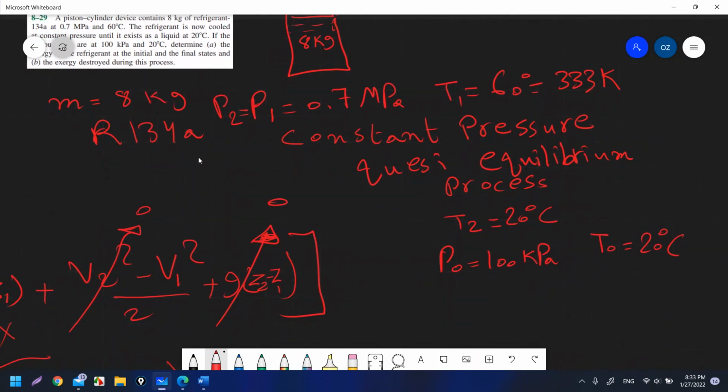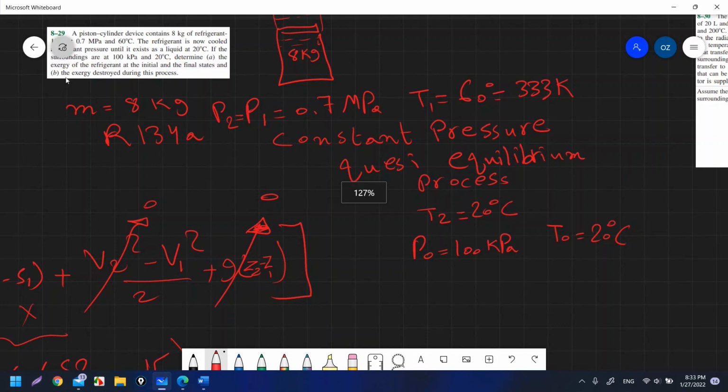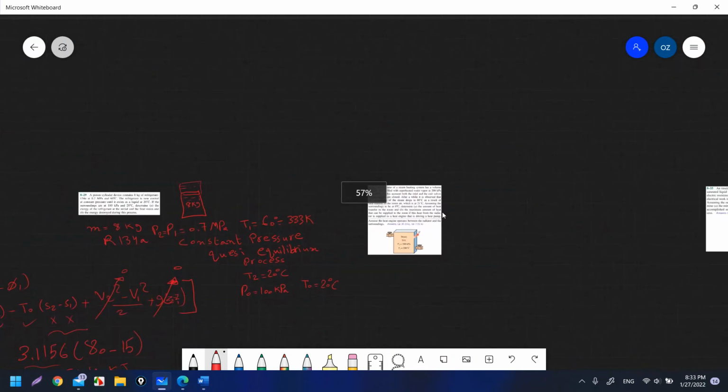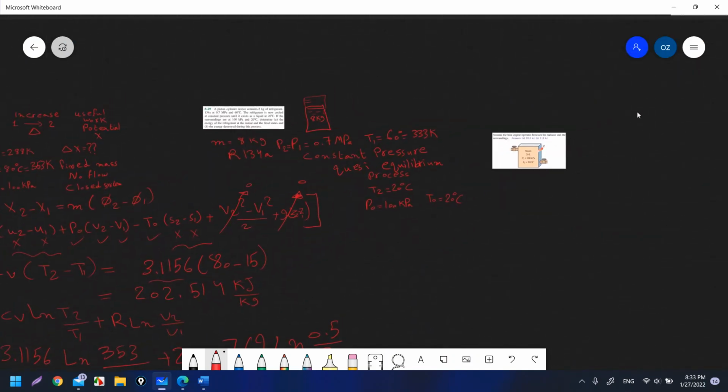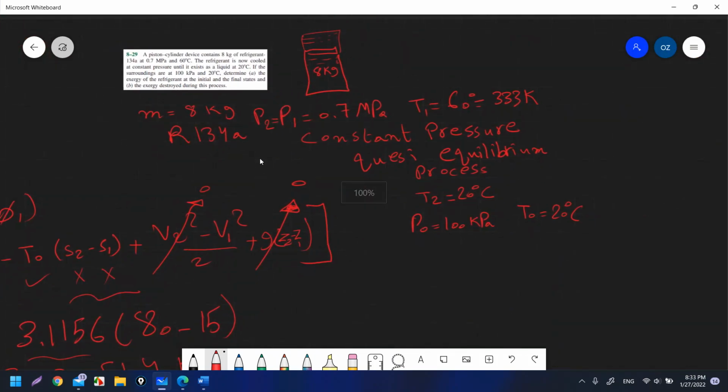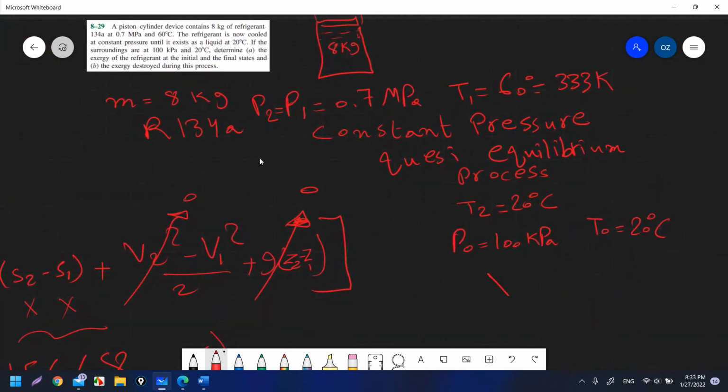He is asking: determine the exergy of the refrigerant. He wants the exergy at the initial and final states. He means he wants X1 and X2. And the exergy destroyed during the process, he needs to determine X destroyed.